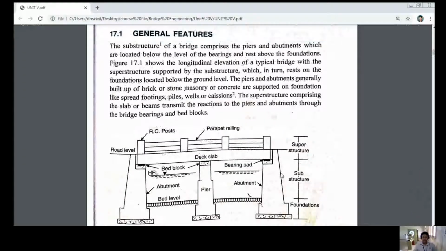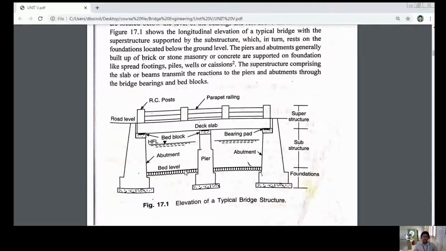Coming to the next part, the substructure. What is a substructure? Substructure is nothing but the portion between the foundation and the superstructure.